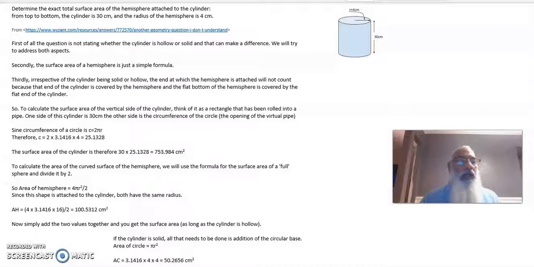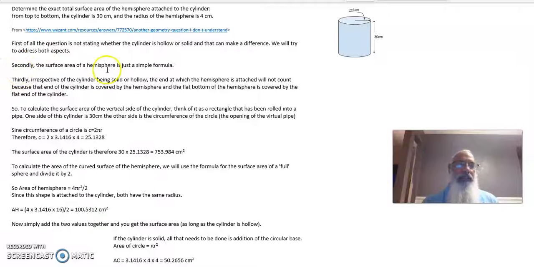All right. So a few things before we start off. First of all, the question does not state whether the cylinder is solid or hollow, and that will make a difference to the final surface area. So that's something we have to keep in mind. And what we'll do is we'll calculate both, so whichever applies.